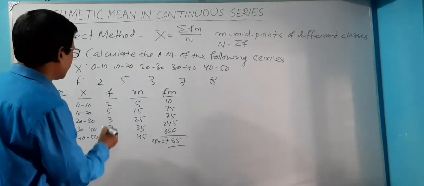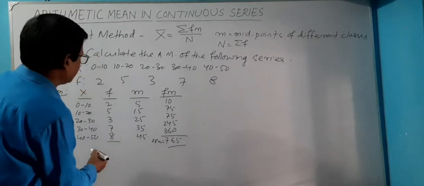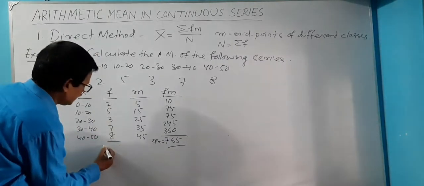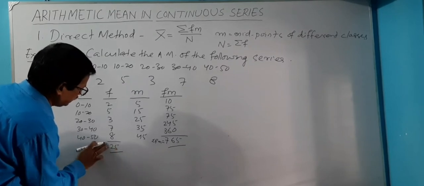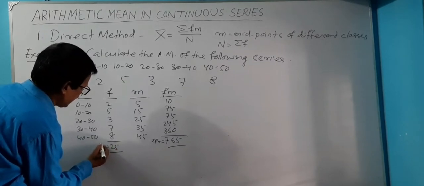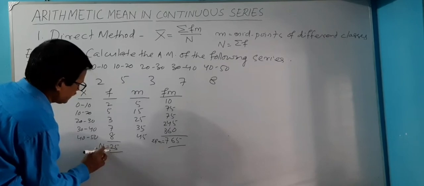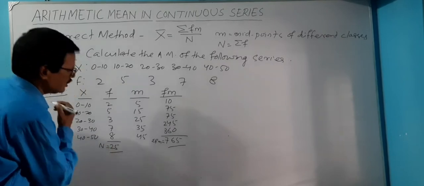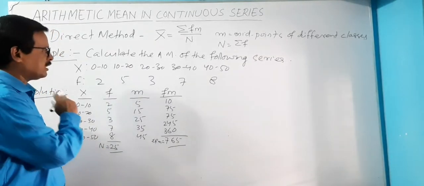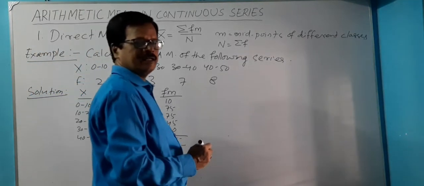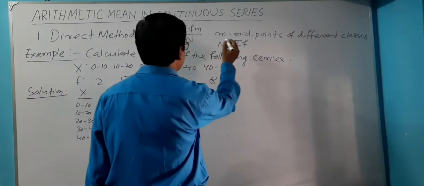Now we have to calculate n. What is the value of n? N is equal to 25. N means summation f. N is equal to 25, right? So summation fm is equal to 765 and n is equal to 25. So we have to calculate arithmetic mean. How to calculate arithmetic mean?